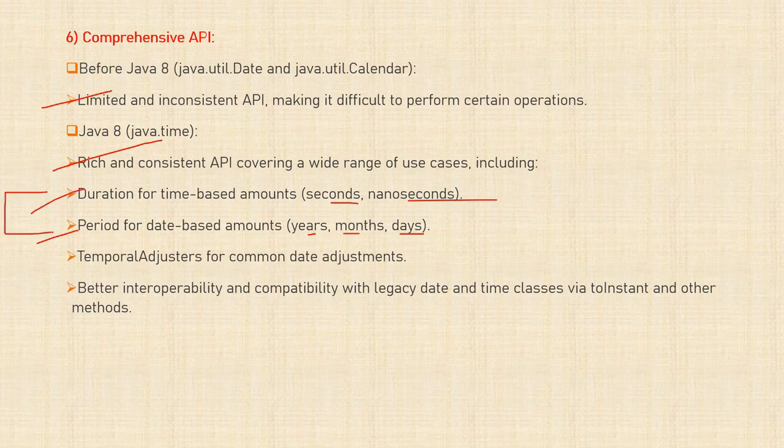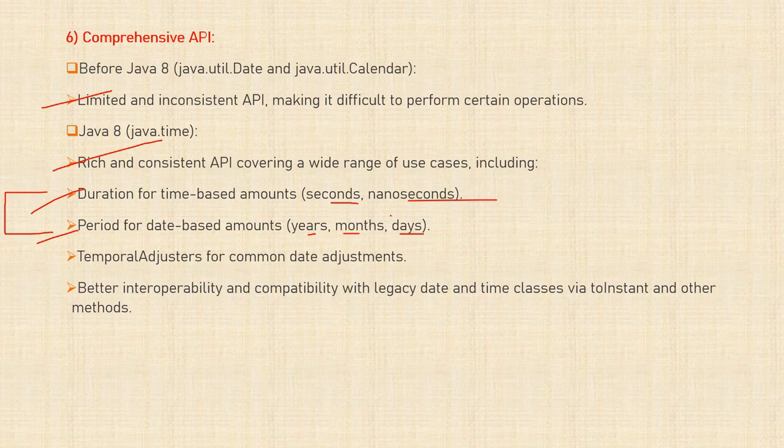We'll see the difference between Duration and Period. Duration means time based, and Period means year, month, and day based. So let's imagine we have two dates, and you are going to compare them to find the difference between both days. That means the two.